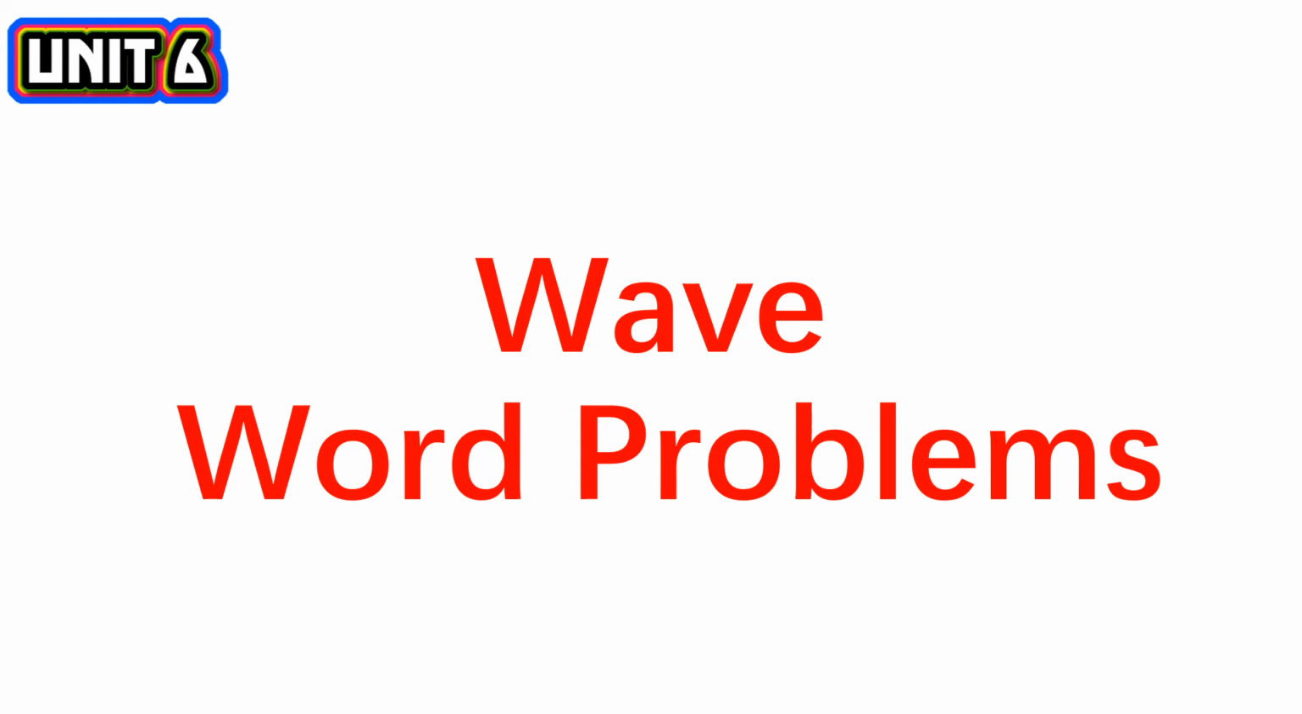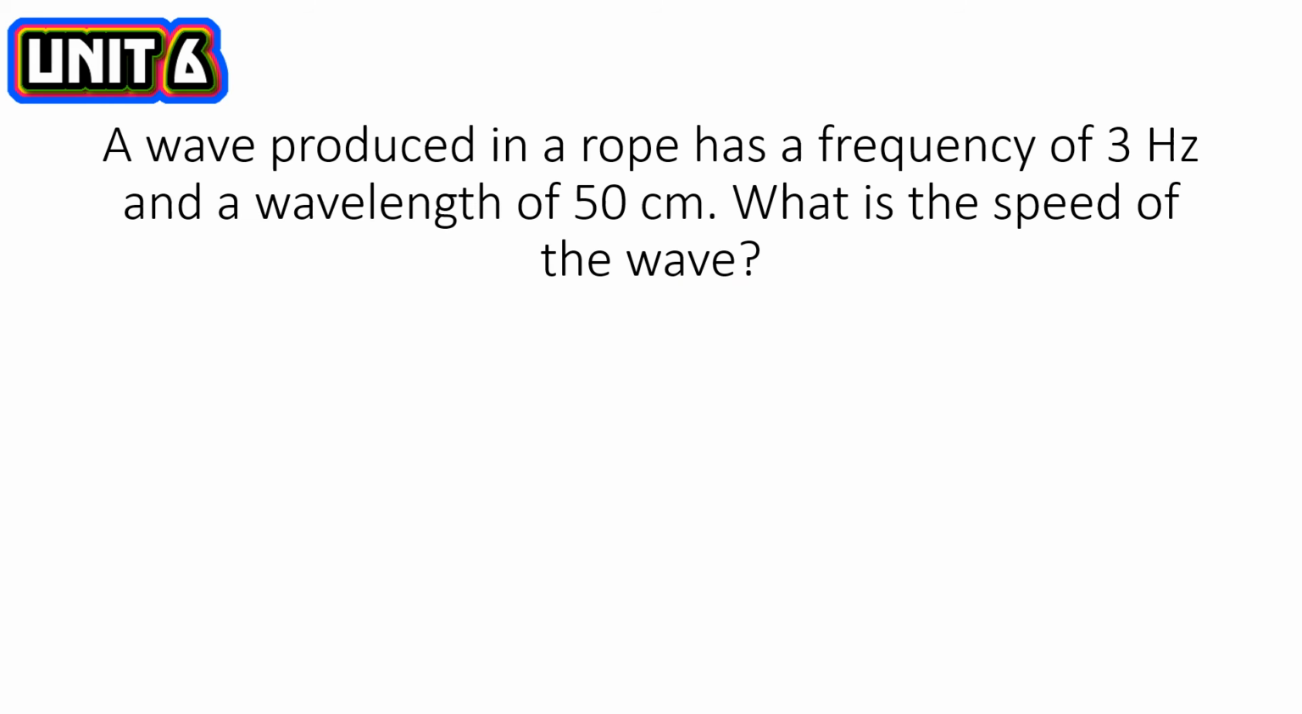Okay, now let's use these word problems to understand more about waves. A wave produced in a rope has a frequency of 3 hertz and a wavelength of 50 centimeters. What is the speed of the wave? Let me help you by drawing this one. So we have here your resting position, and then a wave has been produced in a rope with a frequency of 3 hertz.